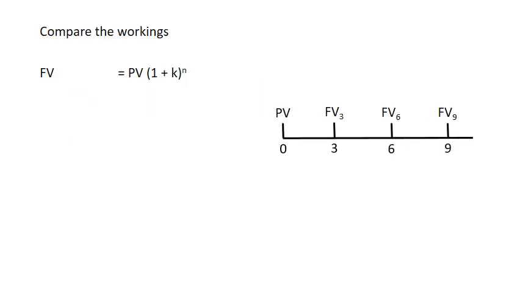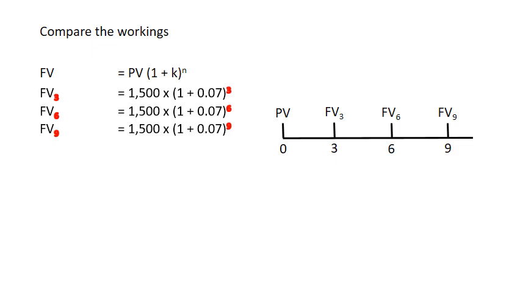Let's compare the workings together. Take a look at the timeline. Here, you have 3 different workings for FV3, FV6, and FV9. Realize they are quite similar, except for the difference that is bold in red. For FV3, n is 3, for 6 years n is 6, and for 9 years the period n is 9. So take note, you must understand the formula is the same, but you've got to take note. Sometimes it can be a bit tricky for the period.